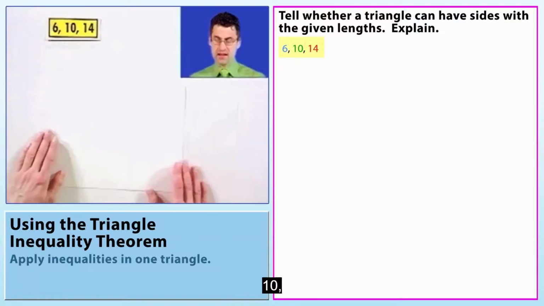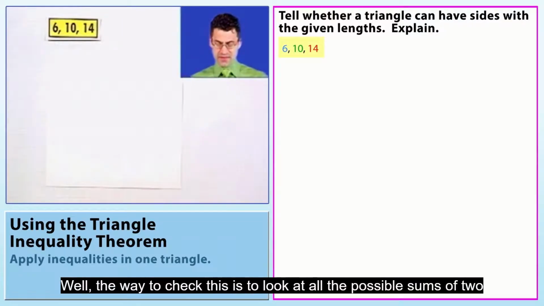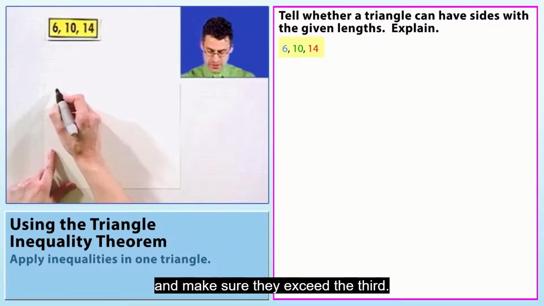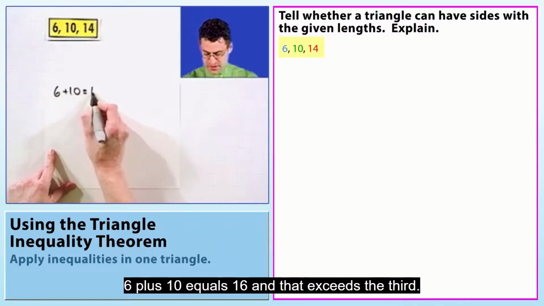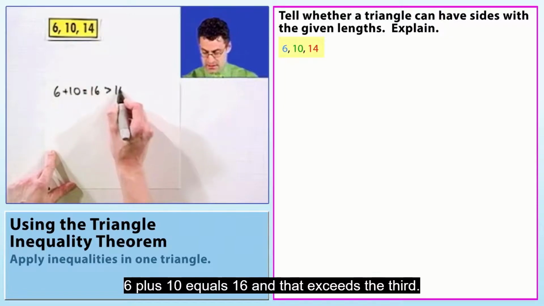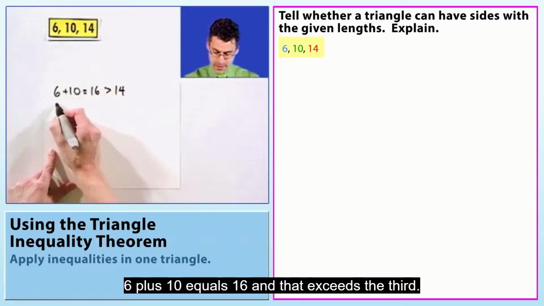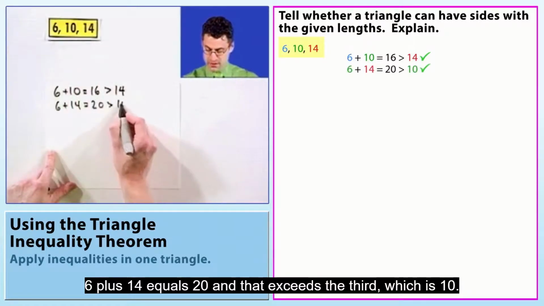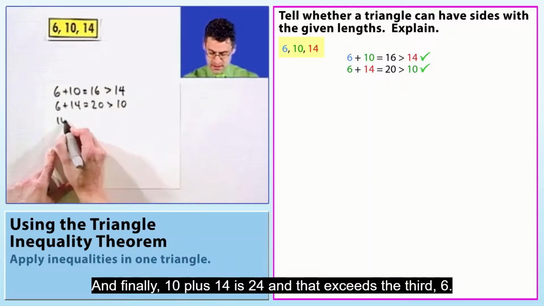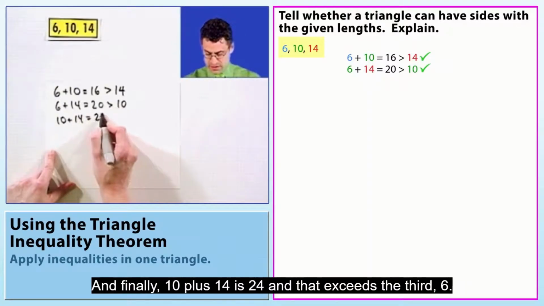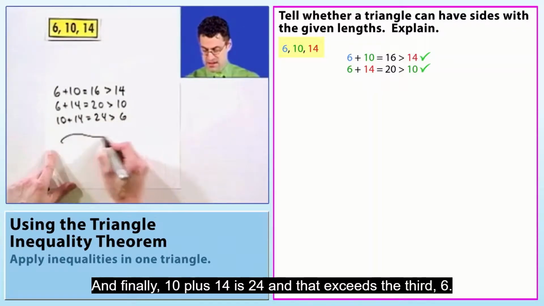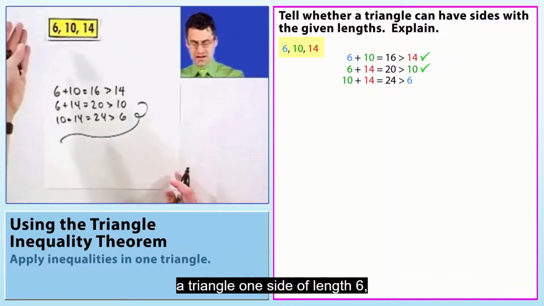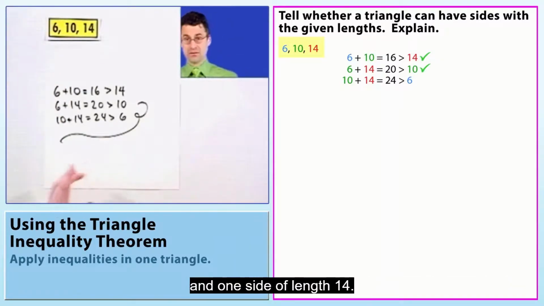6, 10, 14. Well, the way to check this is to look at all the possible sums of 2 and make sure they exceed the third. 6 plus 10 equals 16, and that exceeds the third. 6 plus 14 equals 20, and that exceeds the third, which is 10. And finally, 10 plus 14 is 24, and that exceeds the third, 6. And so the triangle inequality holds, which means we can actually produce a triangle, one side of length 6, one side of length 10, and one side of length 14.